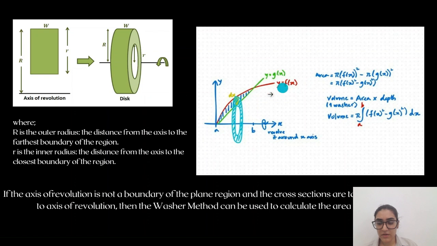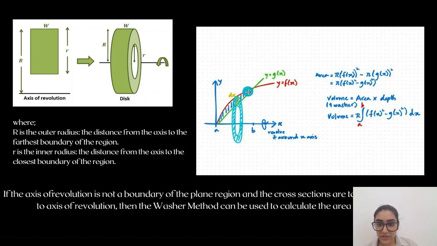So the area bounded by this shaded region will be pi f(x) squared minus pi g(x) squared, or simply said, the area of the upper curve minus the area of the lower curve. f(x) is the upper curve while g(x) is the lower curve. What we studied before is that volume is equal to area times depth. Now this is the volume for one washer, which is one revolution drawn in this diagram.